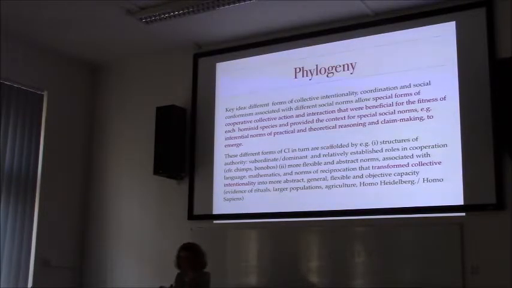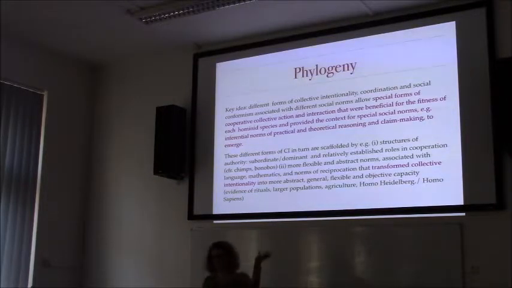So the key idea is that different forms of collective intentionality, coordination, and social conformism associated with different kinds of norms allow for different forms of cooperative collective action and interaction that were beneficial for the fitness of each hominid species and provided the context for special norms, for example, differential norms of practical and theoretical reason. So you have different forms of cooperation and collective action that in turn provide platforms for other forms.